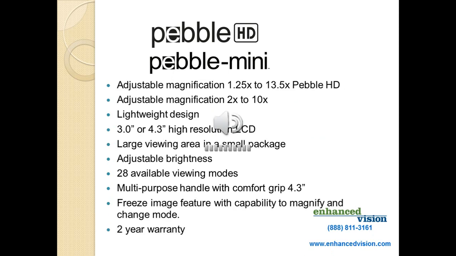Magnification on the Pebble can be anywhere from 1.25 times magnification to 13.5 times. And sometimes getting it at that low magnification can be a big improvement, because when you're trying to read a column and you just need a little bit extra, that's where that 2x magnification can really be helpful. It's lightweight. The screens, depending on which version you're getting, can be a 3-inch or a 4.3-inch screen. It's giving you a pretty large viewing area, even though it's a small, lightweight item.